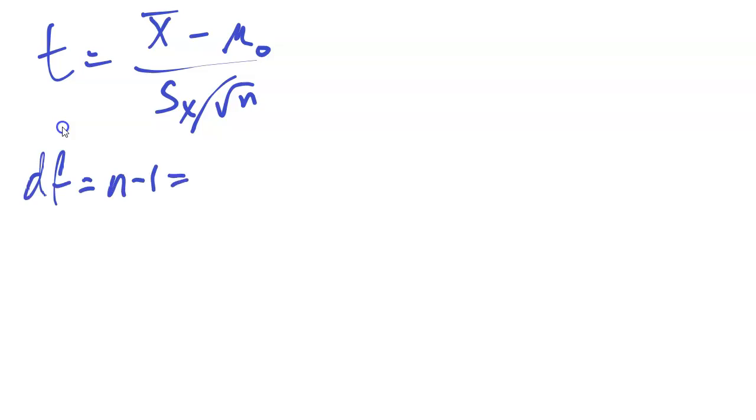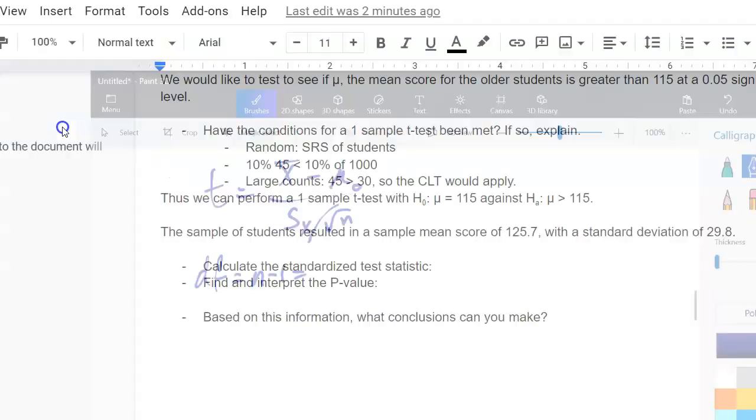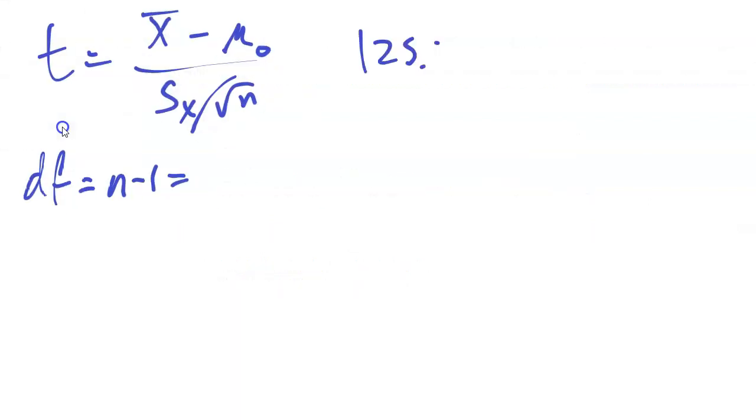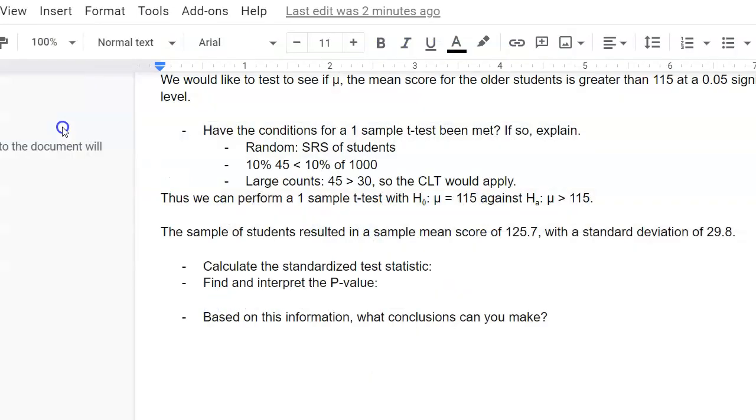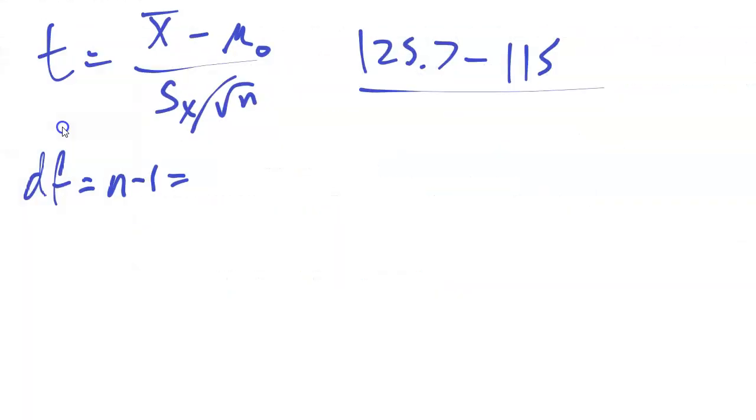So let's see. The sample mean that we were given in the problem, 125.7, minus the supposed population mean, divided by the sample standard deviation, which is 29.8, over the square root of the sample size, which is 45. And of course, that means our degrees of freedom is 44.